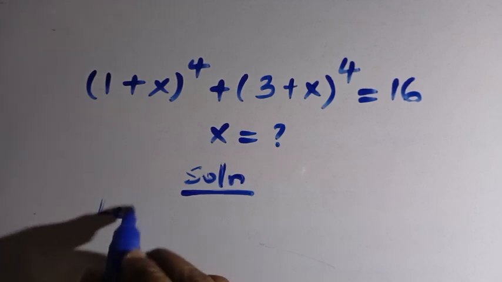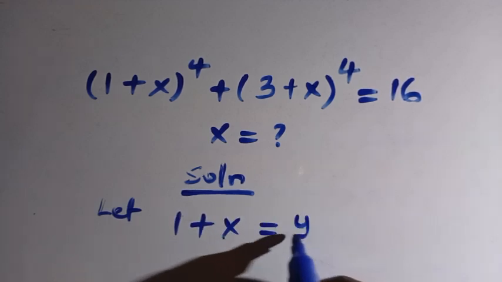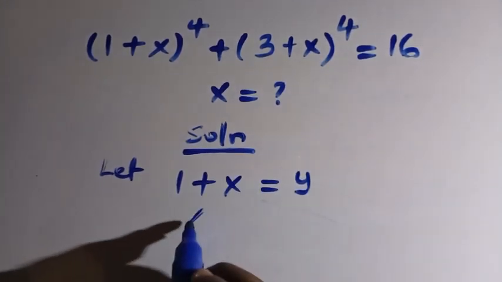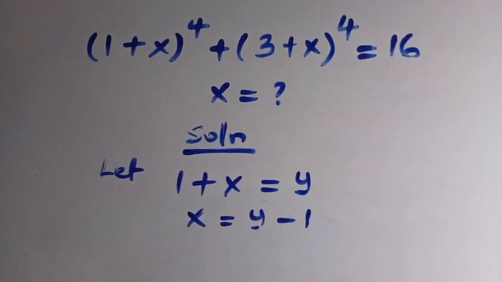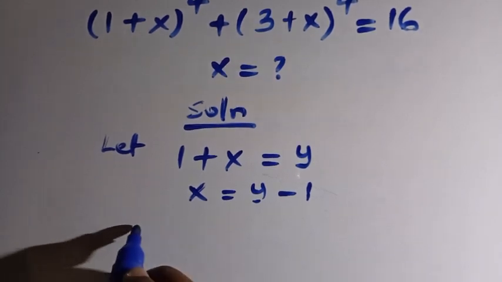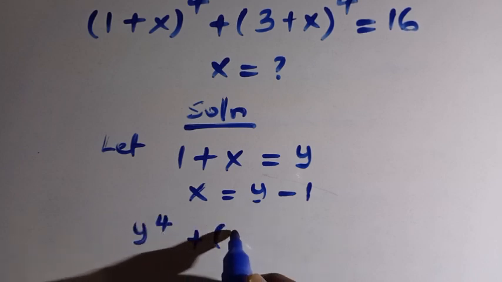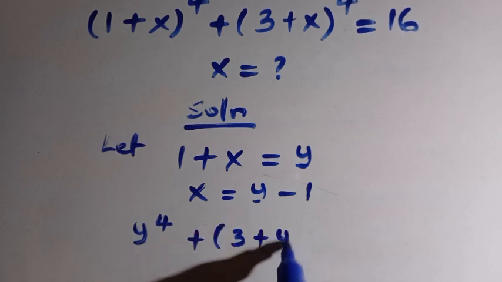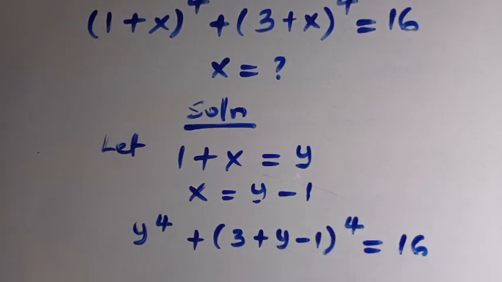Suppose I let 1 + x equal y. So this shows that by making x the subject of the formula, we have x = y - 1. So if this is what we have, then let's come back to the bracket here. We have 1 + x, which has been let to be y, then raised to power 4, plus also we have 3 + x, and our x is y - 1. So this becomes plus (y + 2)^4 equals 16.